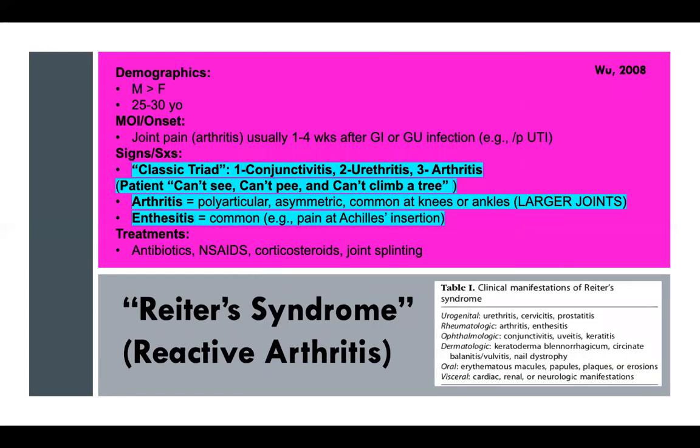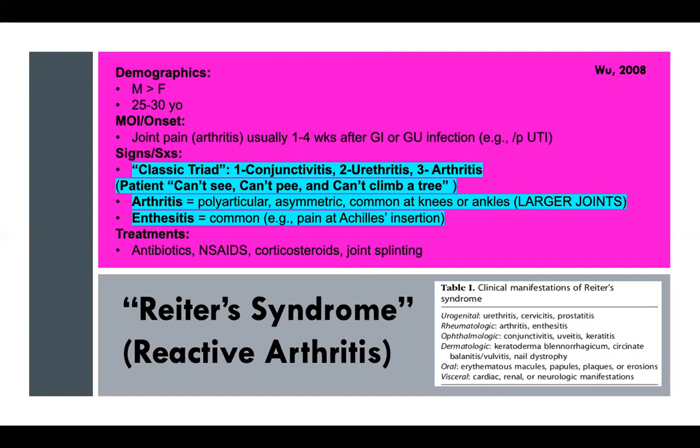Reiter syndrome, a reactive arthritis. This is commonly described by a saying that I think is funny but helps remember: this particular patient with reactive arthritis can't see, can't pee, and can't climb a tree. Those three statements are indicative of the classic triad for this presentation, where somebody has inflammation and pain at three different sites. So the eyes, conjunctivitis, urethra, urethritis, and a joint, arthritis.